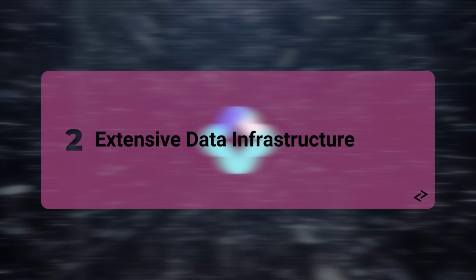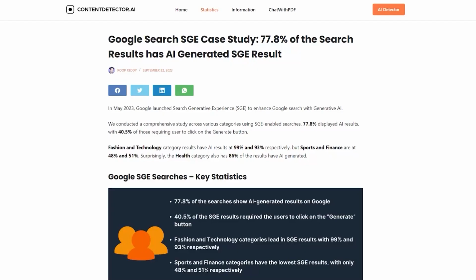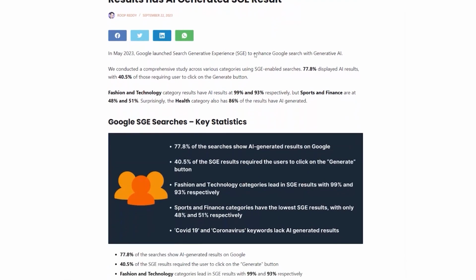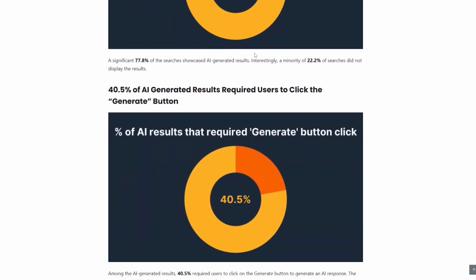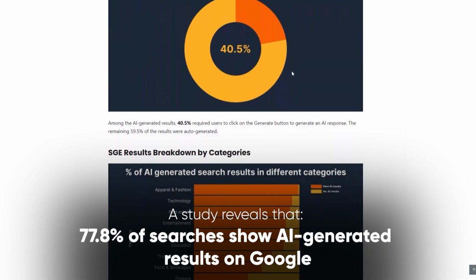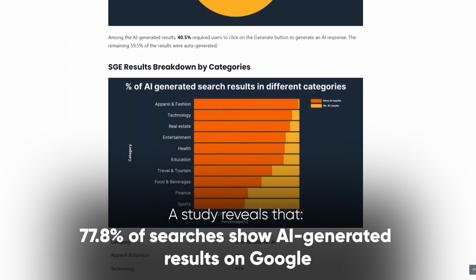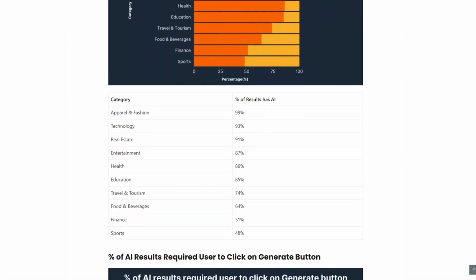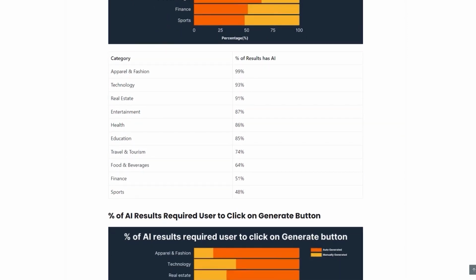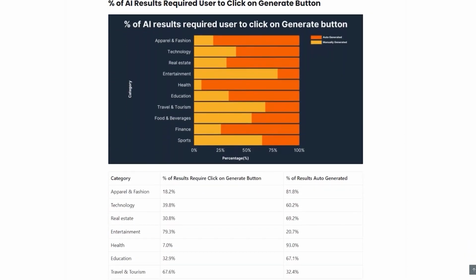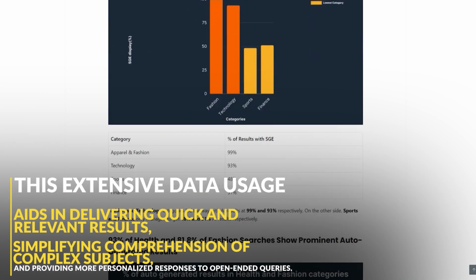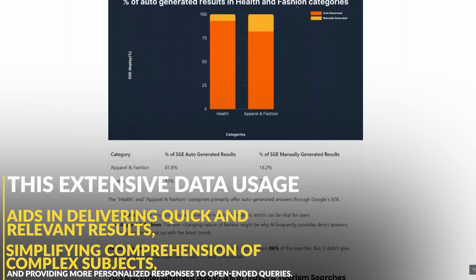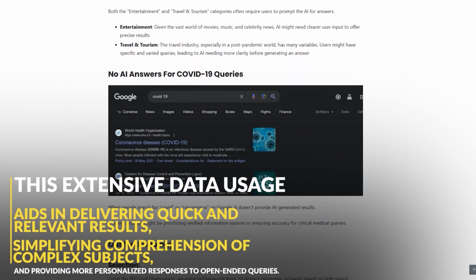SGE is integrated directly into Google Search, eliminating the need for external applications or platforms. 2. Extensive data infrastructure. Leveraging Google's intensive data infrastructure, SGE showcases a high percentage of AI-generated results in searches. A study reveals that 77.8% of searches show AI-generated results on Google, with categories like fashion and technology leading with 99% and 93% AI results respectively. This extensive data usage aids in delivering quick and relevant results, simplifying comprehension of complex subjects and providing more personalized responses to open-ended queries.